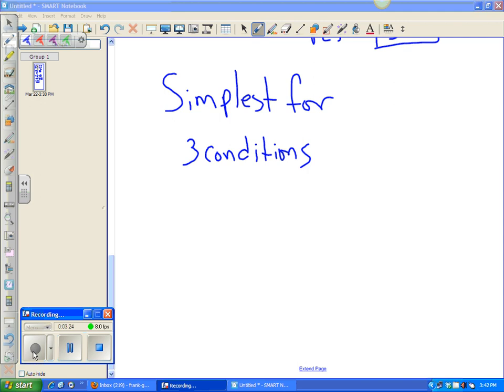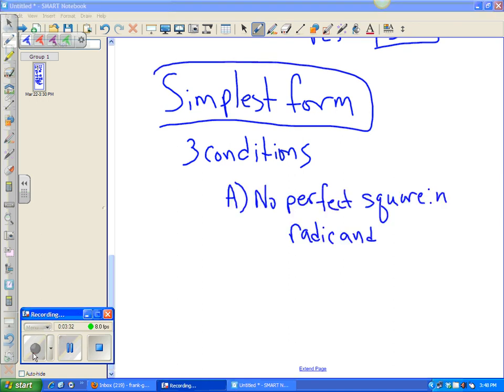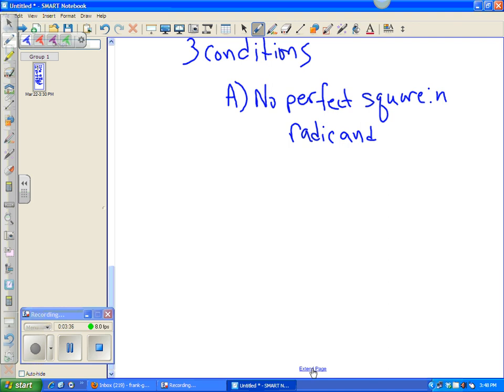Okay, there are 3 conditions for the simplest form of a radical. One of the 3 conditions is that there's no perfect square in the radicand. The previous example is a really good example of that.